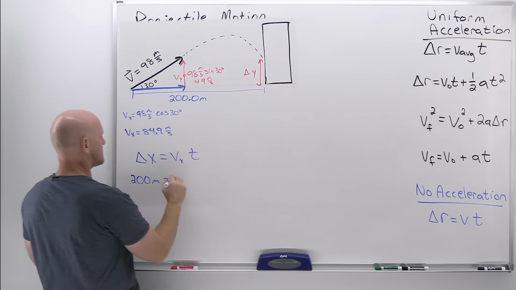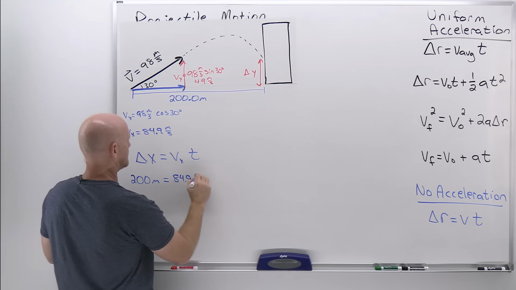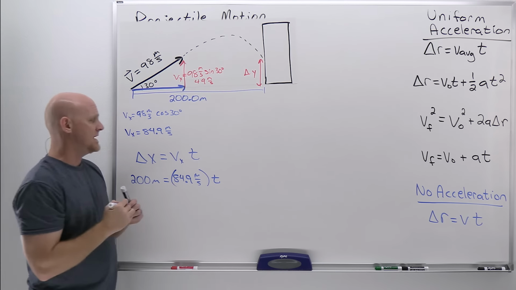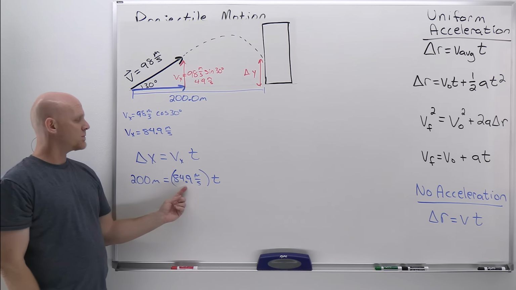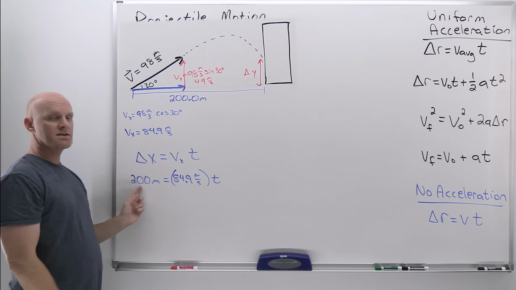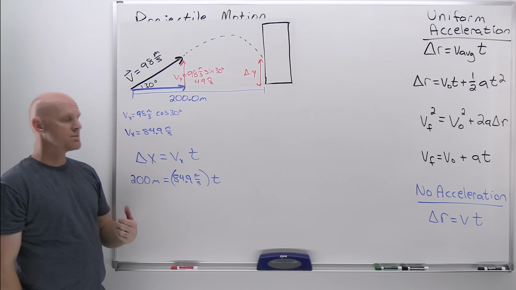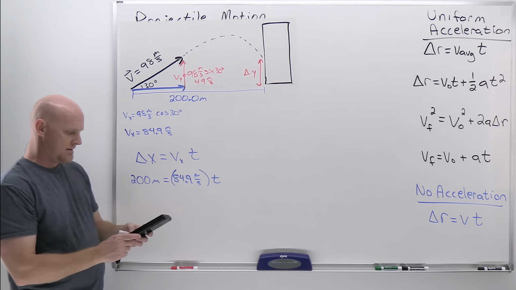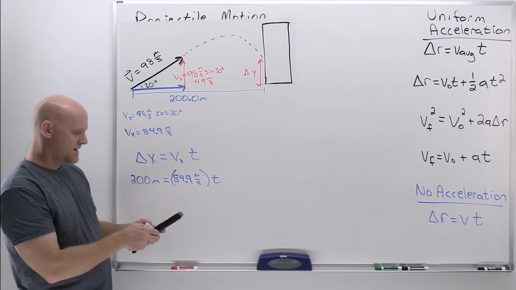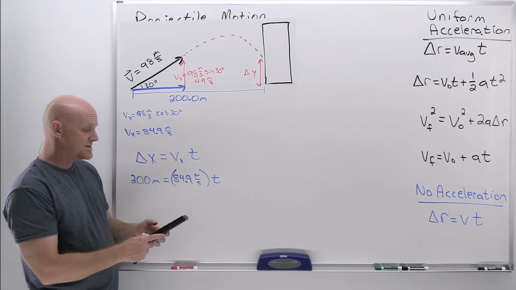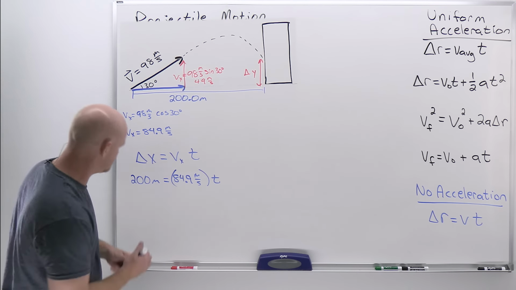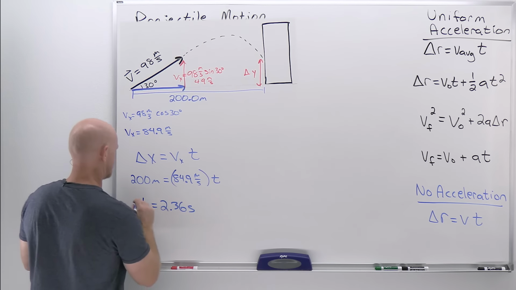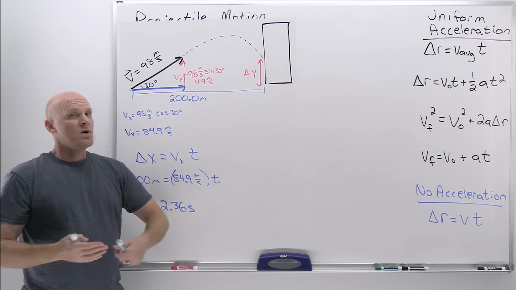X velocity here is 84.9 meters per second. And then times time. And we can see, well, if we're traveling 84.9 meters per second horizontally to get a total displacement horizontally of 200 meters, it's going to take over 2 seconds. Well, how long exactly? 200 divided by 84.9 is going to be 2.36 seconds. Okay, so now we know how long the journey is.